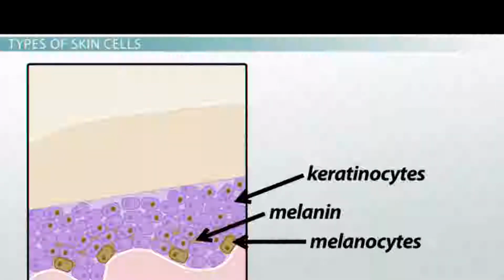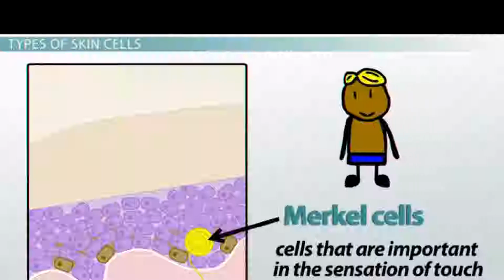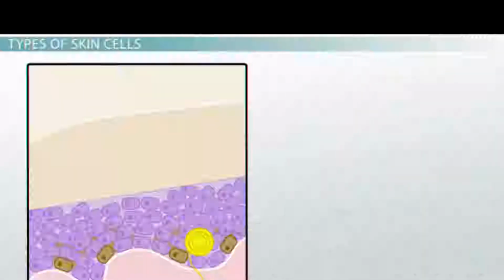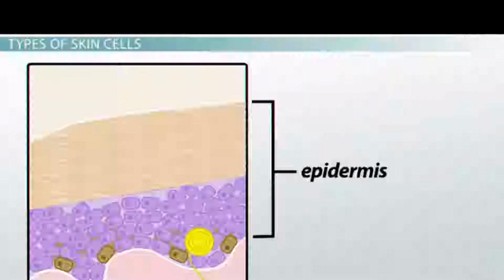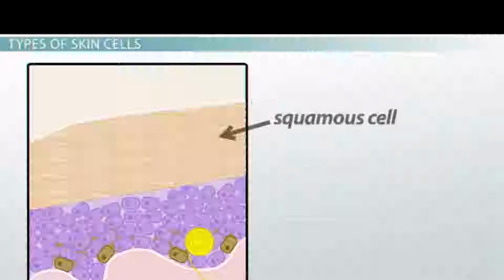In addition to housing young keratinocytes and melanocytes, the basal layer of your skin also contains other cells, such as Merkel cells, which are cells that are important in the sensation of touch. With all of that in mind, I do have an important point to make. The topmost layer of your skin we are going over, the epidermis, is made up of something called squamous cells, which are basically a bunch of really flat cells.